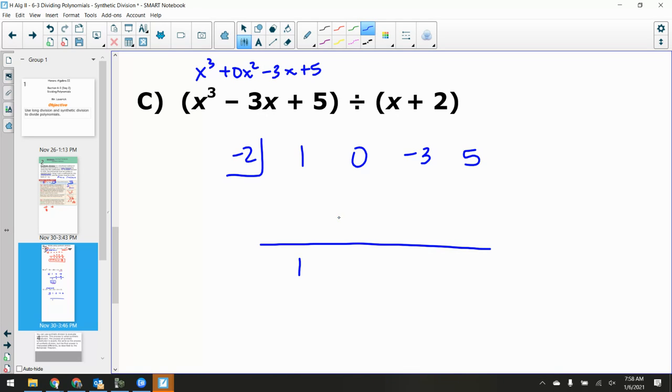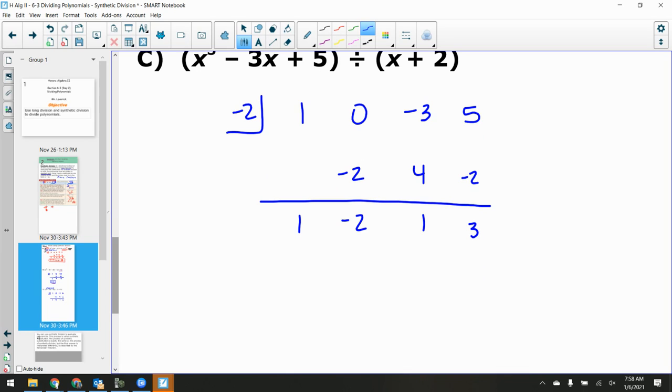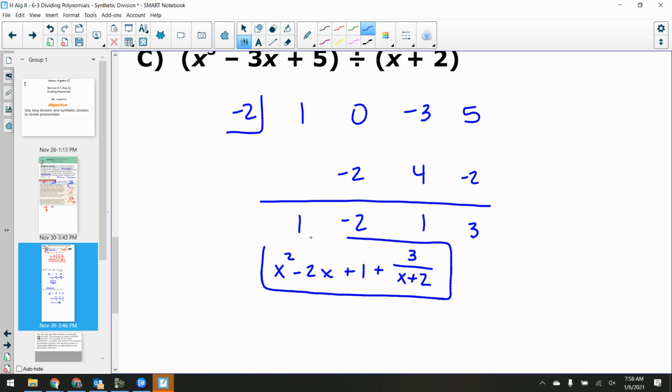Number in the box times the number below the line. Add down. Number in the box times the number below the line. Add down. Number in the box times the number below the line. Add down. We started with an x to the third, so it knocks down to x squared. So 1x squared minus 2x plus 1 plus 3 over x plus 2. And that's my answer.